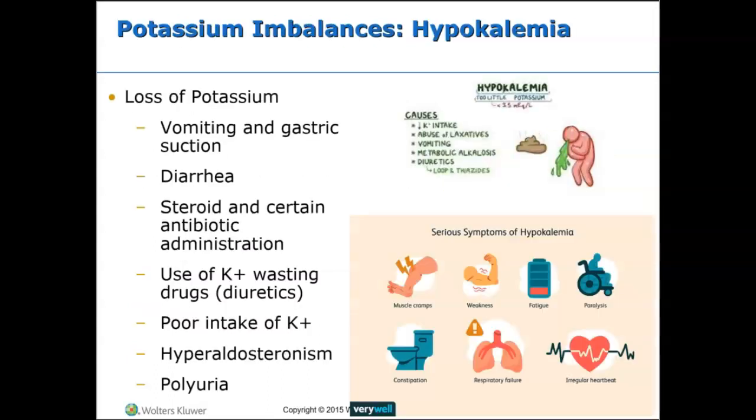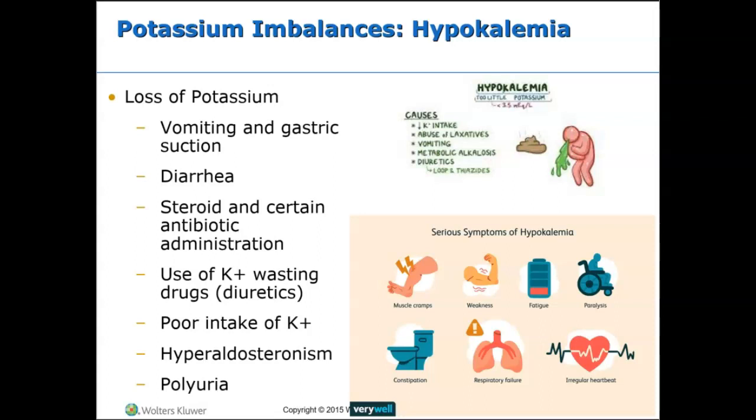In the next couple of slides, we are going to talk about potassium imbalances. In hypokalemia, the patient loses potassium from their system. This could be from vomiting or, again, a nurse gastric suctioning too aggressively. It could be from diarrhea. It could be from the use of potassium wasting diuretics. It could be from some antibiotics. It could be from steroid administration. It could be from poor intake of potassium-rich foods.